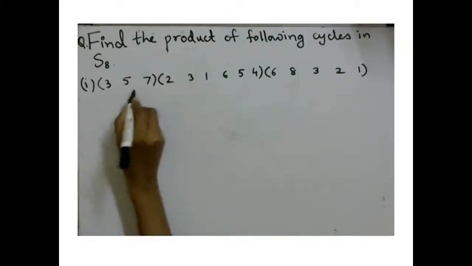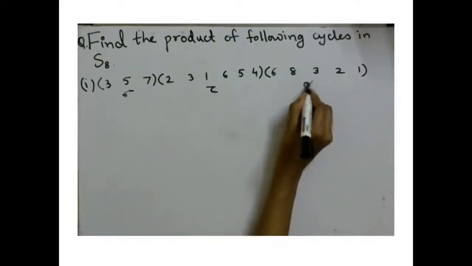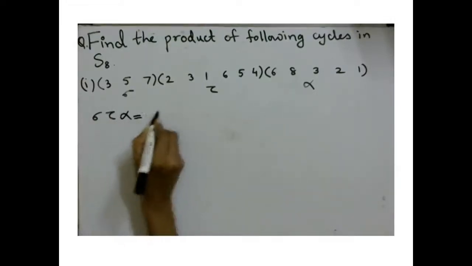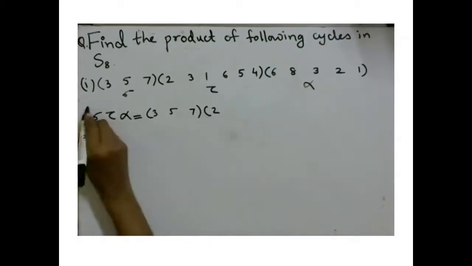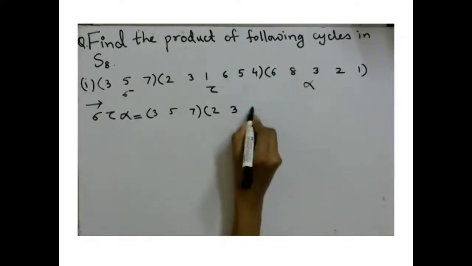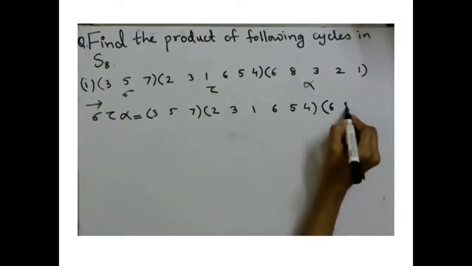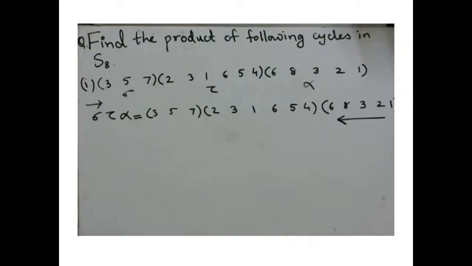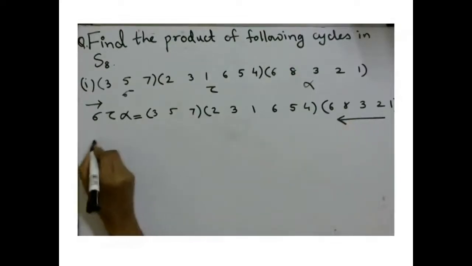So we will do the multiplication. Let us call this sigma, this cycle tau, and this cycle alpha. So sigma, tau, alpha. You have to multiply from right to left. So let us start with the rightmost cycle, as we have done in the previous problem.